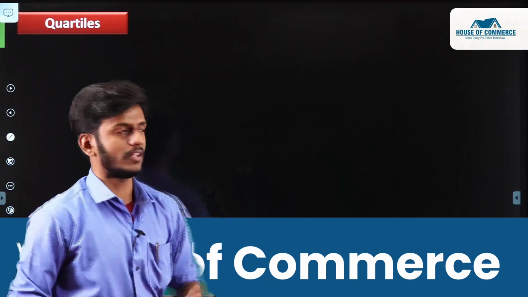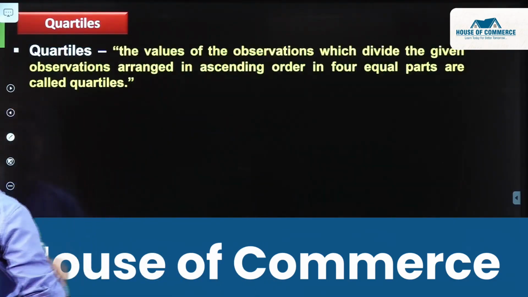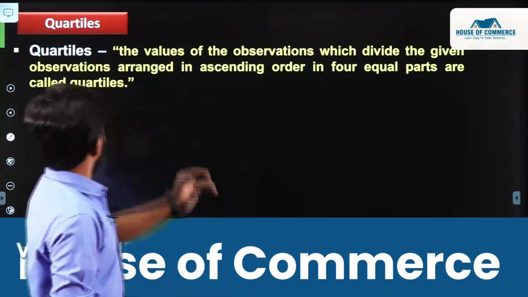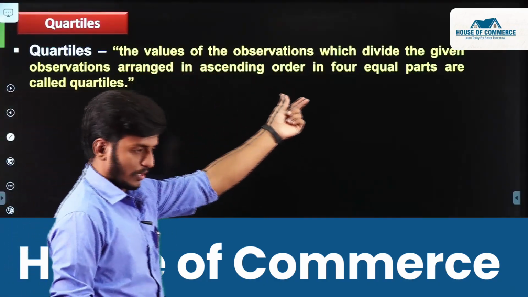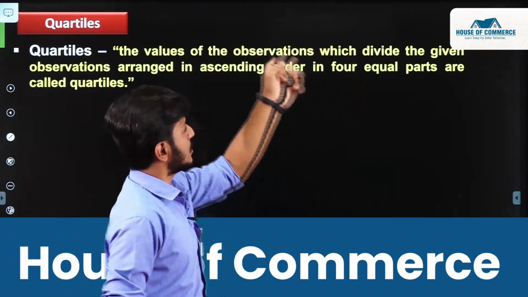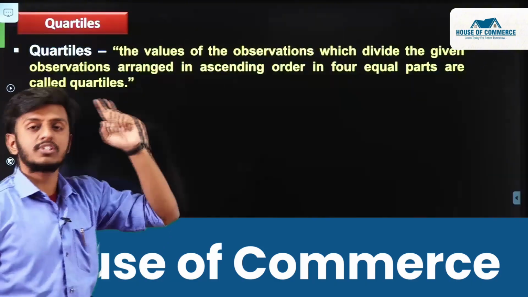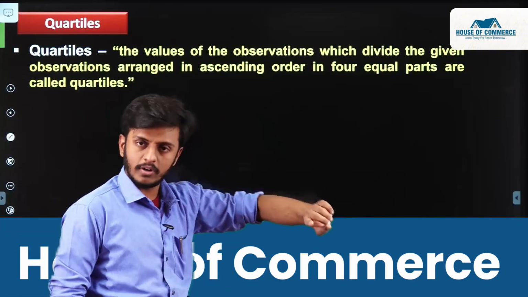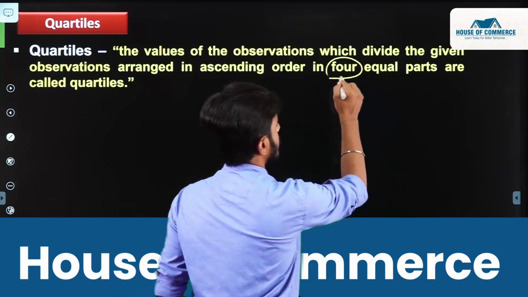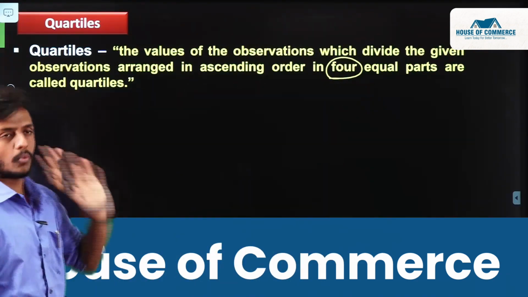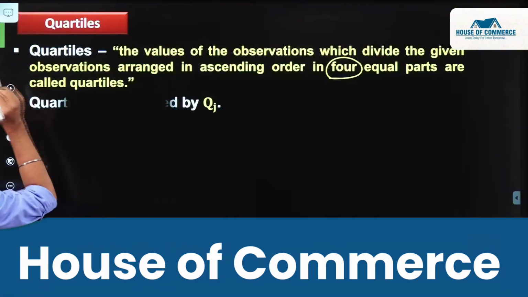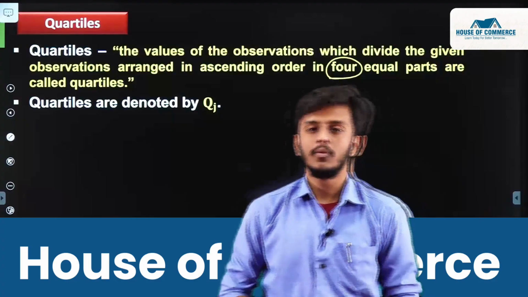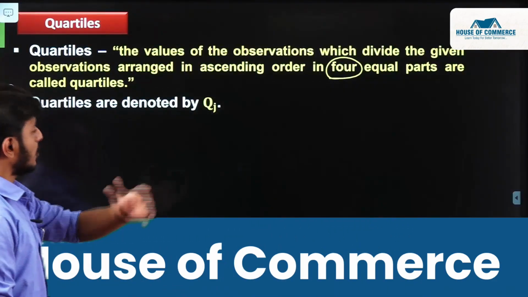So the first point is quartiles. We are very much familiar with the quartiles. What is the definition of quartiles, and how can we write it in a proper way? The quartiles are the values of the observations which divide the given observations, already arranged in ascending or descending order, into 4 equal parts. They are known as the quartiles, and quartiles are denoted as Qj. This type of question may be asked in the examination in OMR, or in the 1 mark questions, in section A or section B.